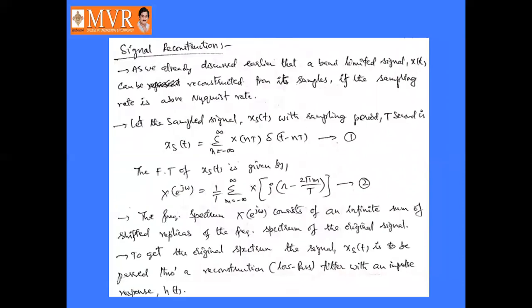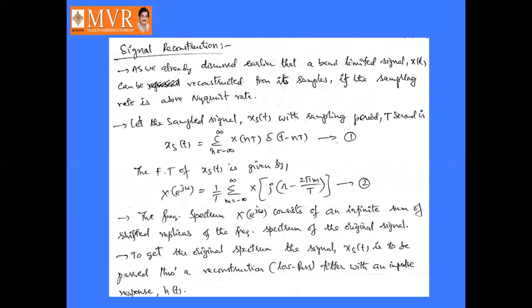Next, we'll see signal reconstruction. When a continuous signal is sampled into a discrete-time signal, we can get the original signal back from the sampled version. That is called signal reconstruction. As we discussed earlier, a band-limited signal x(t) can be reconstructed from samples if the sampling rate is above the Nyquist rate, which is 2fm.